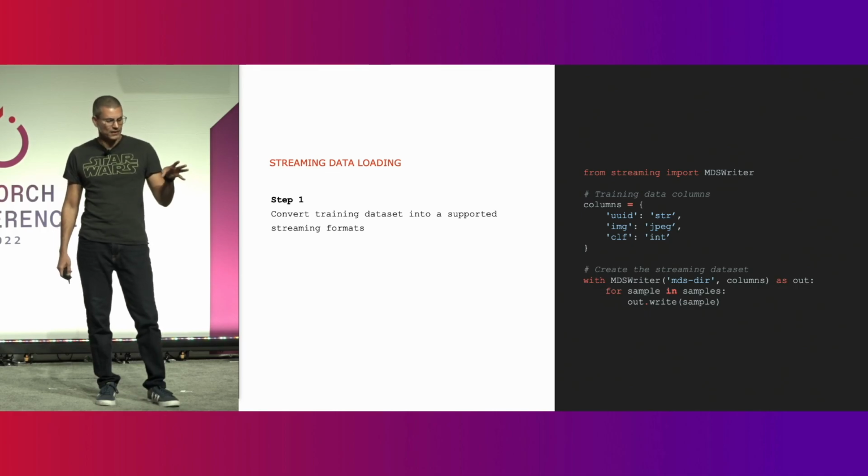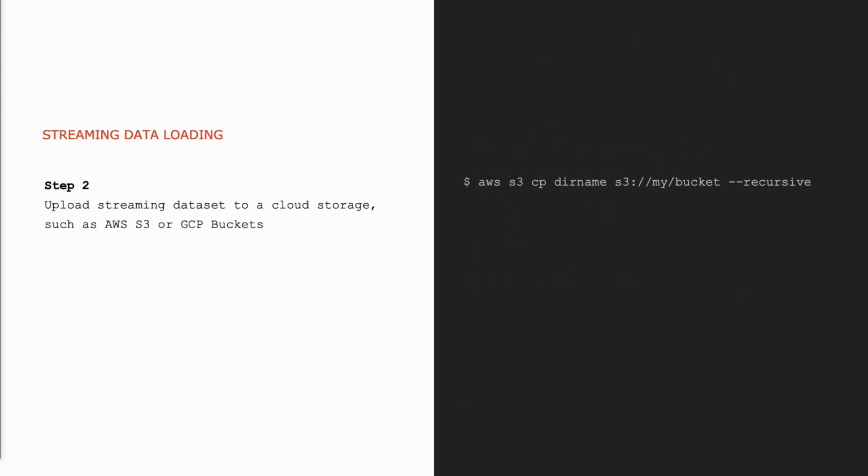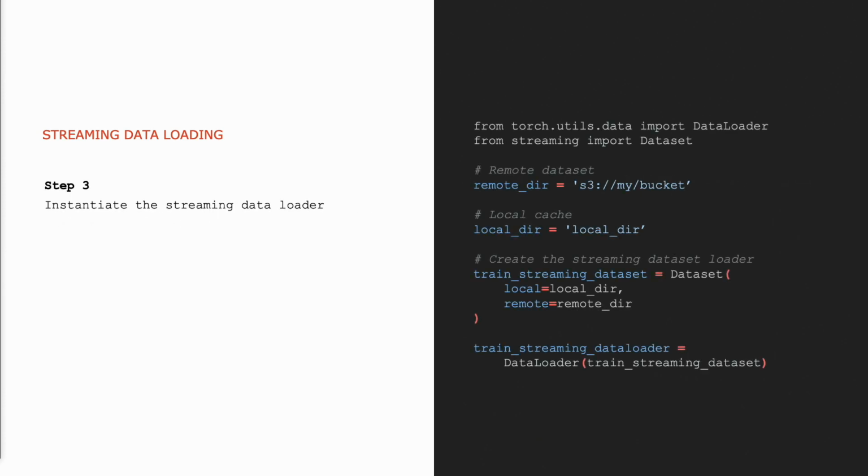So step one is converting the dataset into a supported format that allows the streaming engine to index the data and stream it over. And you can use the MDS writer class to generate the streaming dataset. Next, you upload the dataset to your favorite cloud storage. This example just shows using AWS S3, but of course you can use whatever cloud storage you would like. The streaming engine will know how to read from most cloud vendors. Now, once you did this, you instantiate the standard PyTorch data loader, and you provide an instance of streaming.dataset, which by itself extends PyTorch iterable dataset.